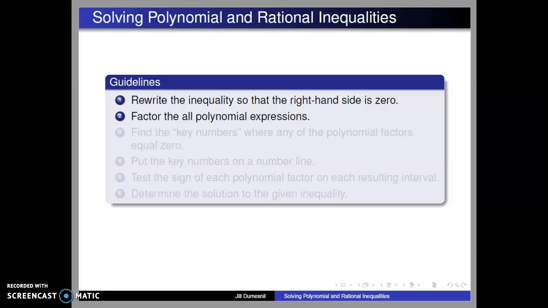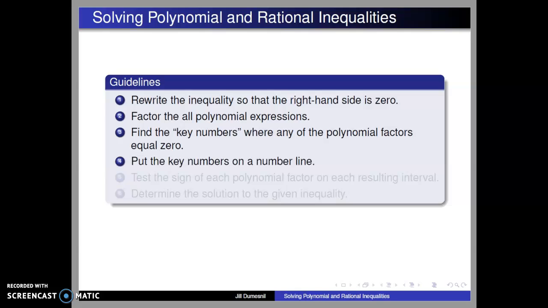Next, completely factor all of the polynomial expressions. Then find the key numbers where any of the polynomial factors equal 0. Place the key numbers in numerical order on a number line. This will divide the number line into a series of intervals on which the expression on the left-hand side of the inequality cannot change signs.